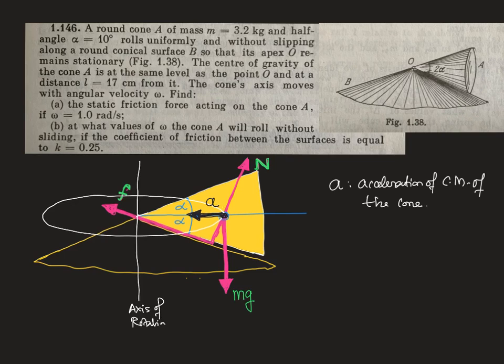And its distance is given. See here in the problem, the center of gravity or center of mass of the cone is at the same level and at a distance L from the axis. So the distance given is L. So we can write the acceleration of the center of mass of the cone is omega square multiplied by L. And then we can resolve the forces in the following way.